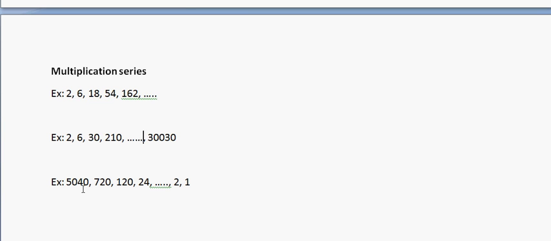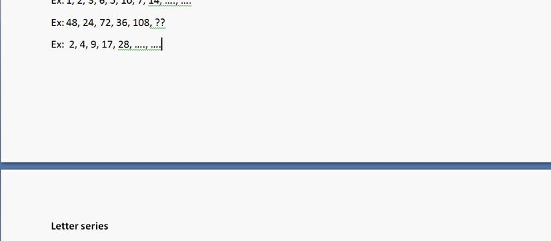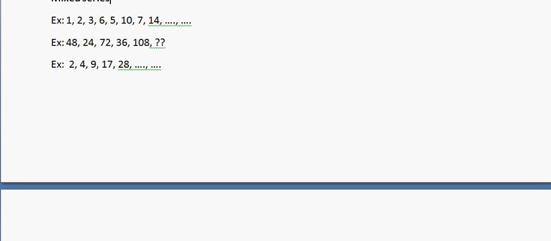This is particularly a division series. So this divided by 7 is 720, divided by 6 is 120, divided by 5 is 24, divided by 4 it should be 6, right? So this again is a simple one. The problematic thing happens when we have mixed series, right? This particular question was from CSAT, I think the 2012 year, right? So this was a mixed series question.